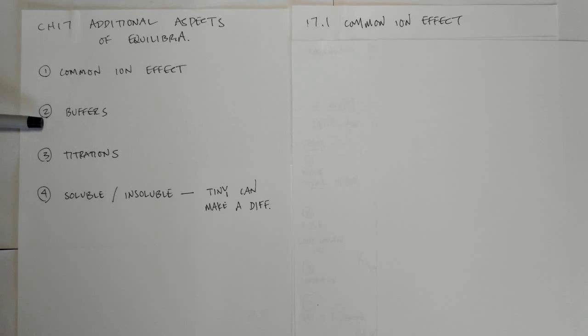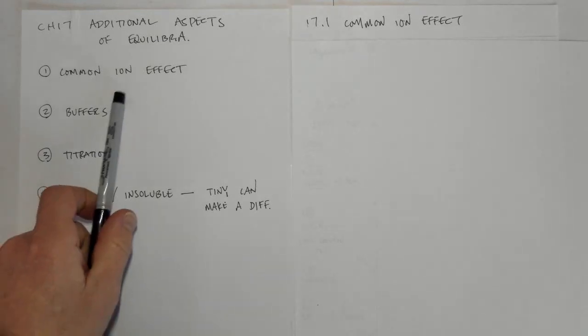Buffers, how they're made, what their pHs are. Titrations, a deep look at those. And the aspects of equilibria involving soluble things that are pretty much insoluble, where a tiny bit of that dissolved substance can make a difference.